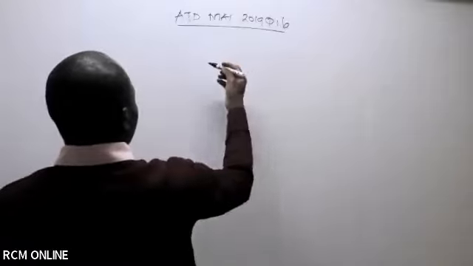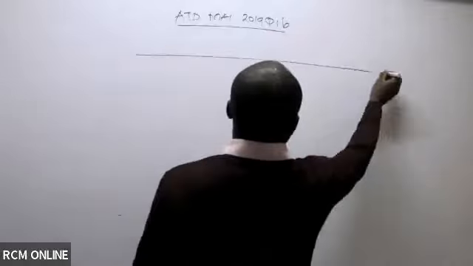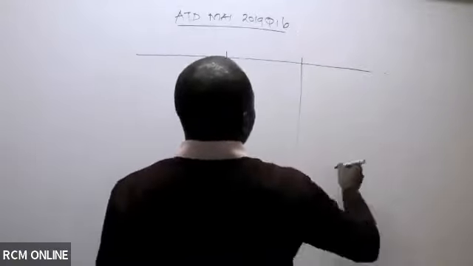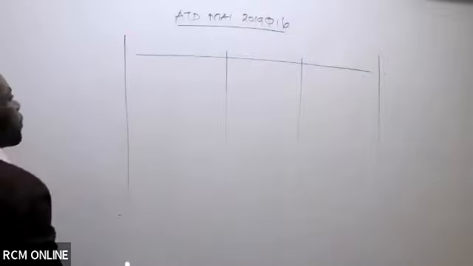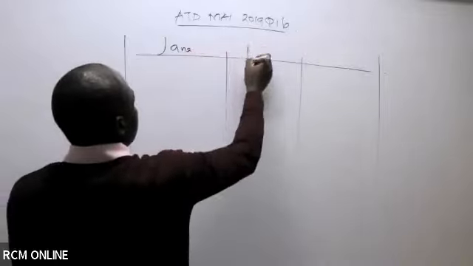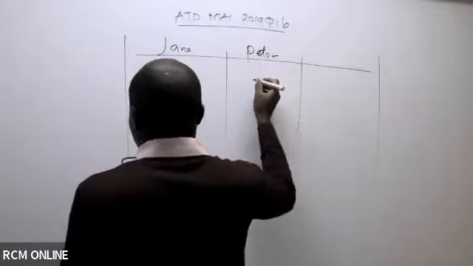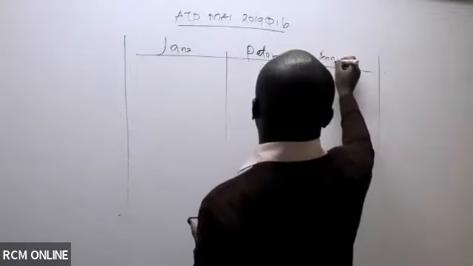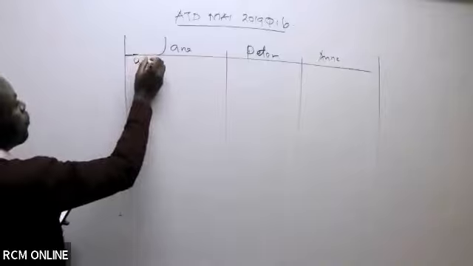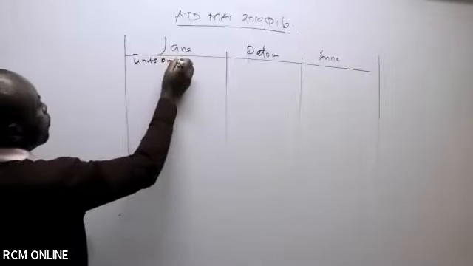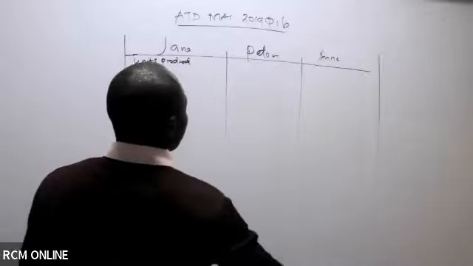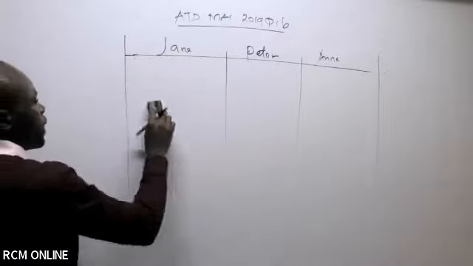Good. So without taking much time, you can deal with these 3 people here. We're talking about Jane, we're talking about Peter, we're talking about Anne. So we first of all get units produced. I think I should be able to provide another column here.